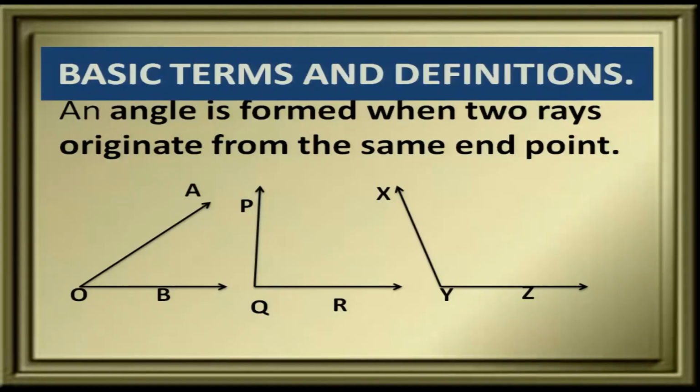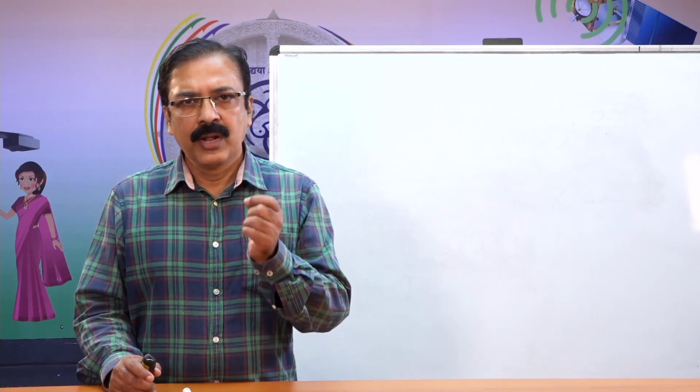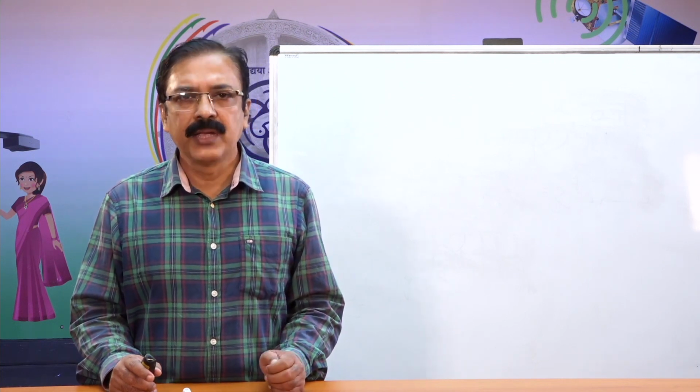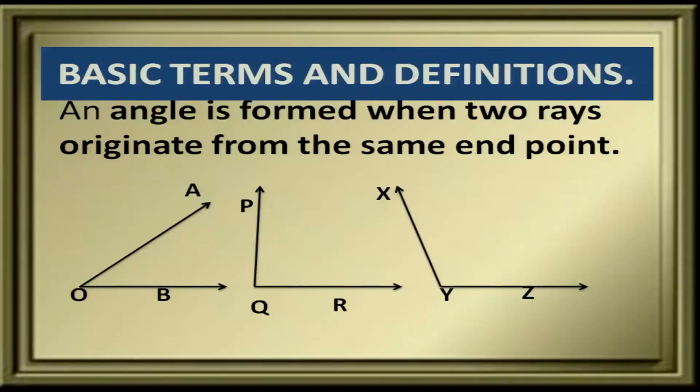Then comes to angles. What is an angle? The angle is formed when two rays originate from the same end point. As we know, a ray has one end point and it extends infinitely. So, if two rays have a common origin or end point, then an angle is formed. In this figure, you can see OB is a ray and OA is another ray starting with the end point O.